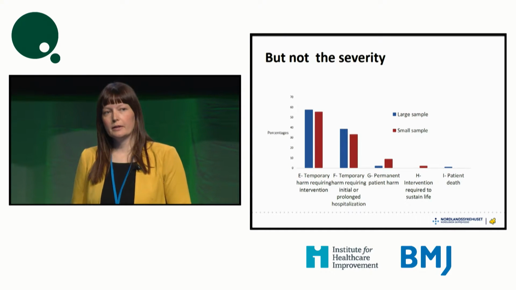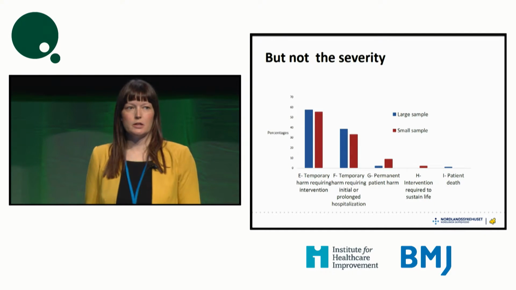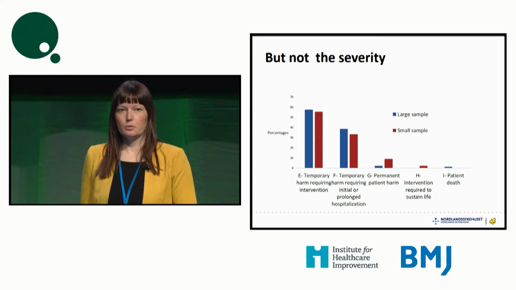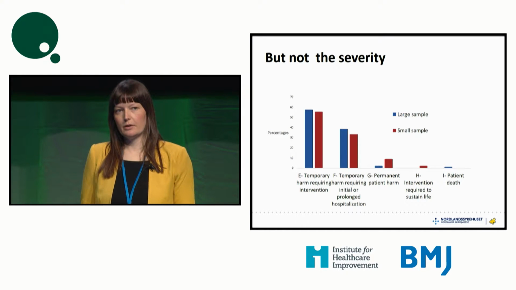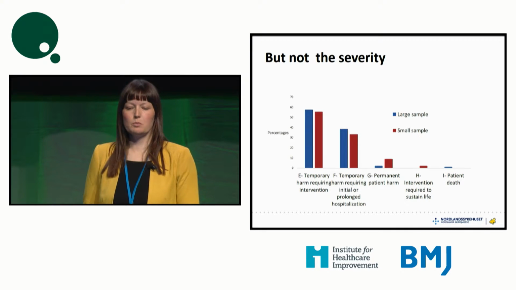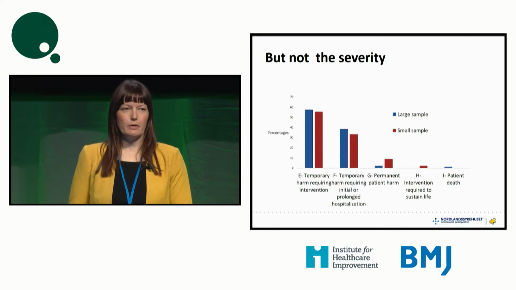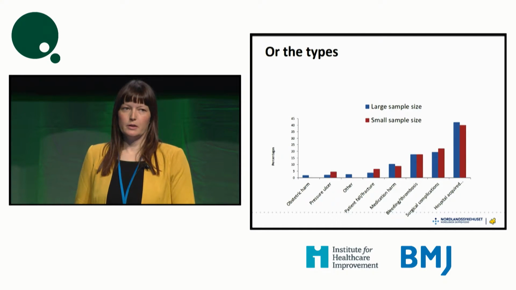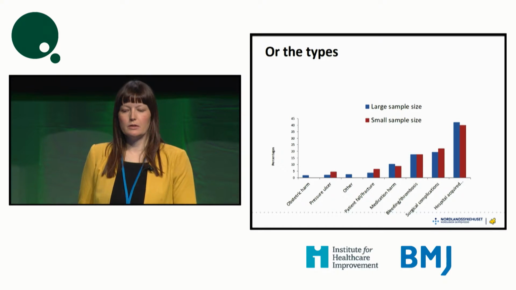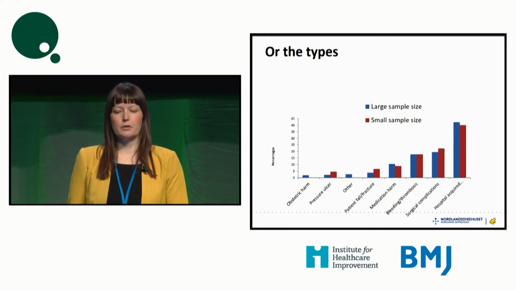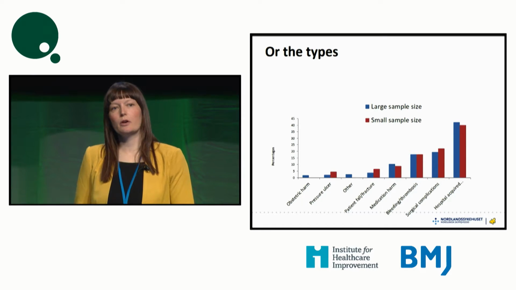But we didn't find any difference when we looked into the categorization of the adverse events. So in both samples, the less severe events, E and F, made up approximately 40 to 50%. And there was a small number of the most severe events in both samples. We neither did find a difference in the categorization of the types of adverse events. In both samples, hospital-acquired infection was the dominating type. And then came surgical complications along with bleeding or thrombosis.